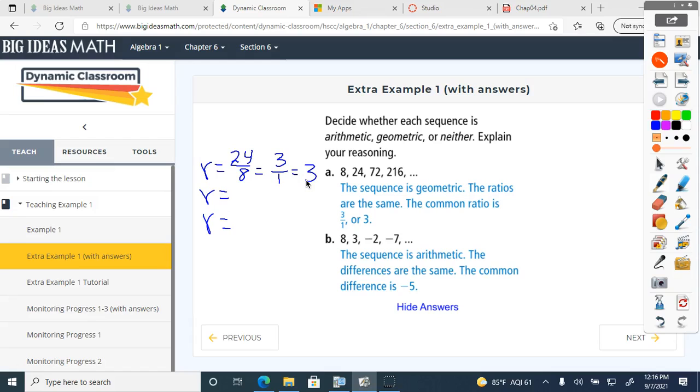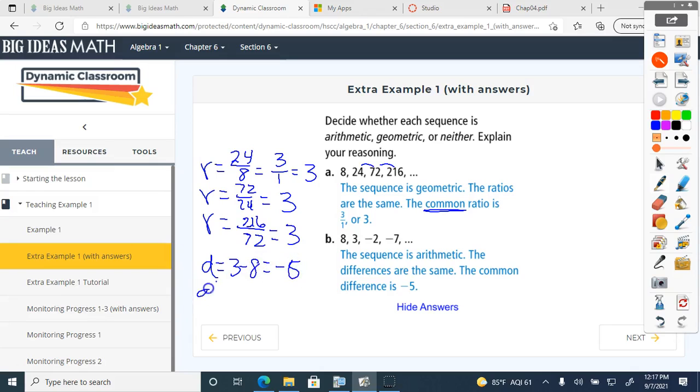Okay. 72 divided by the number in front of it, 24, is also 3. 216 divided by the number in front of it, 72, is also 3. So it's only a common ratio if they all have the same ratio, which they do. That's why it's 3. This one's called the common difference because rather than dividing by the number in front of it, you're actually subtracting. So 3, and they say it's a D, for common difference. 3 minus 8 is -5.